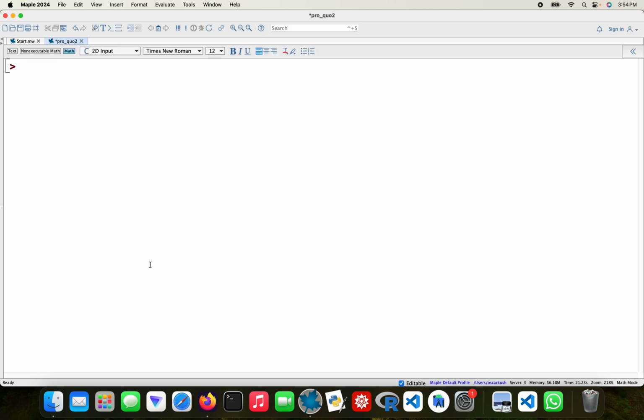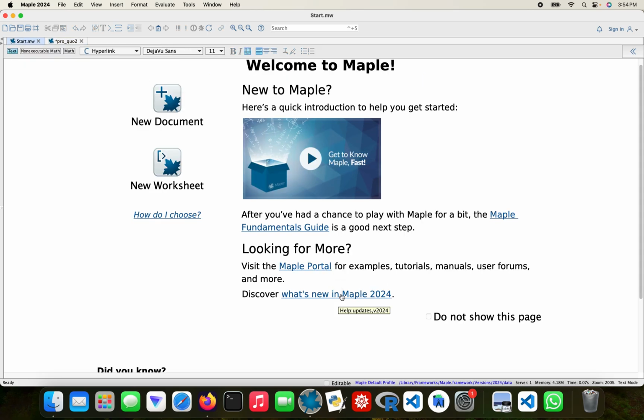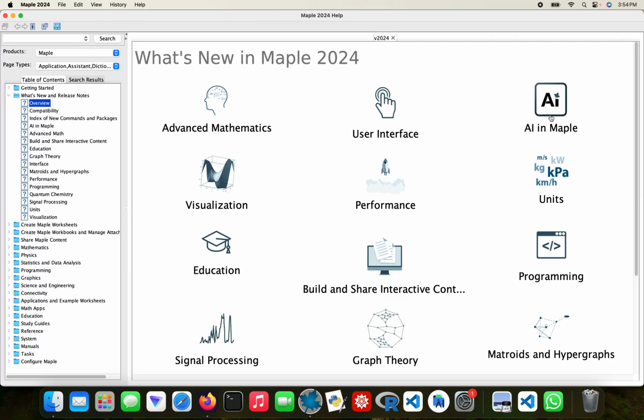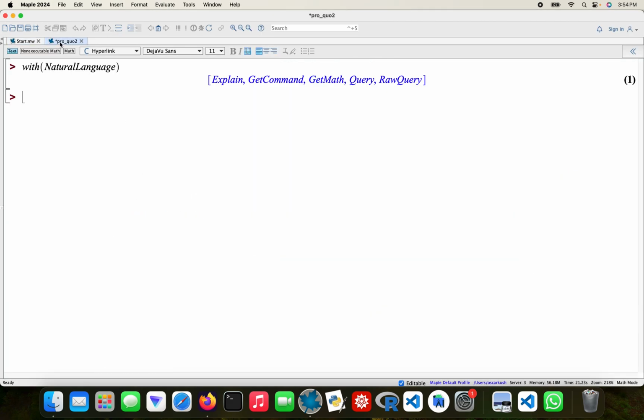So let's get started. With natural language, that's part of the AI stuff that's new in Maple 2024. So AI in Maple 2024. I'm just using that to get explanations of the product rule and the quotient rule. Okay, cool. So let's start.